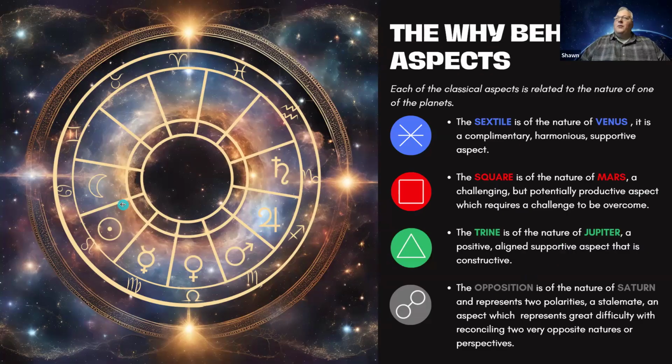The opposition, well, where do we get that? Remember, who sits opposite the luminaries? Well, it's our old friend Saturn. Saturn represents a stalemate, 2 polarities. There's great difficulty when there's an opposition. It makes it hard to reconcile things that are very, very different from one another, either 2 opposing natures or 2 oppositional perspectives. Let's dig a little bit deeper.